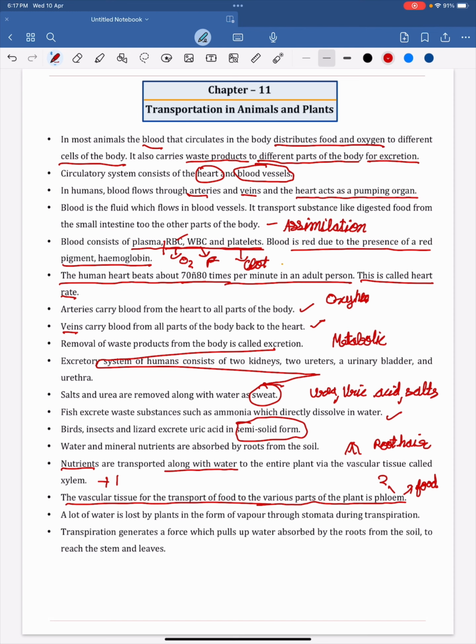A lot of water is lost by plants in the form of vapor through stomata during transpiration. So you all know what transpiration is? It is the evaporation of water from the leaf of the plants through stomata. Transpiration generates a force which pulls up water absorbed by the roots from the soil to reach the stem and leaves. So transpiration exerts a very great pressure so that all the water is absorbed and a plant is capable of taking in more water.